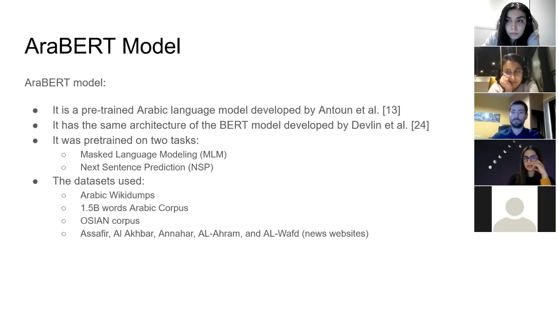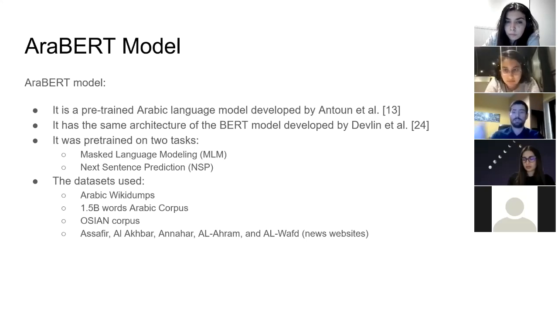The core model used in our approach is a pre-trained Arabic BERT model called AraBERT, which was developed by Antoun et al. It is based on a transformer architecture called BERT, which was created by Devlin et al. The BERT model consists of a stack of transformers, which was pre-trained on two tasks, masked language modeling and next sentence prediction. So what is masked language modeling? It consists of training the model to predict a masked word given the other words in a sentence, while the task of next sentence prediction consists of training the model to learn the relationship between two sentences.